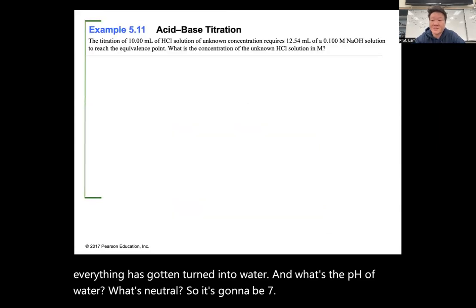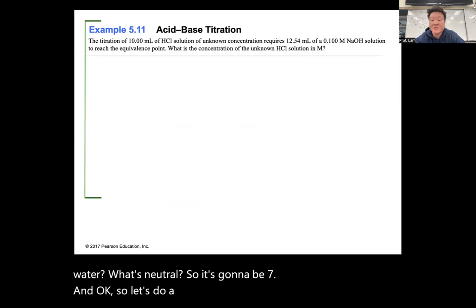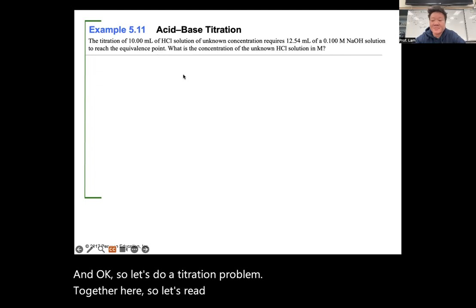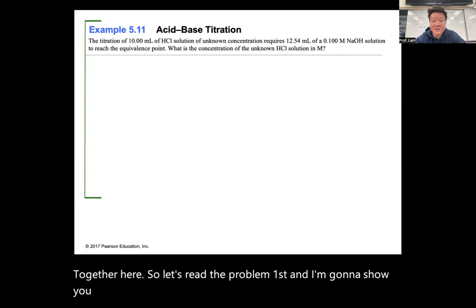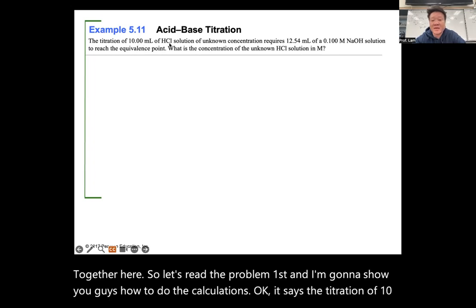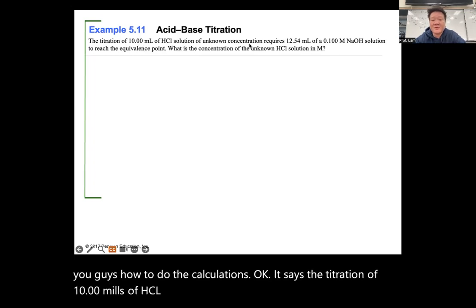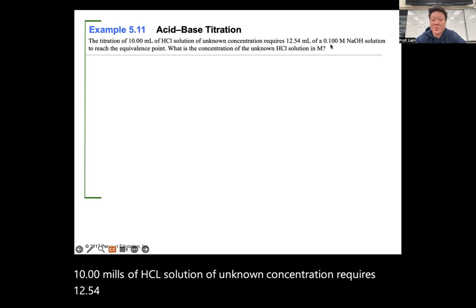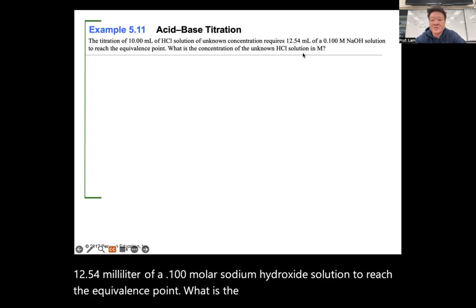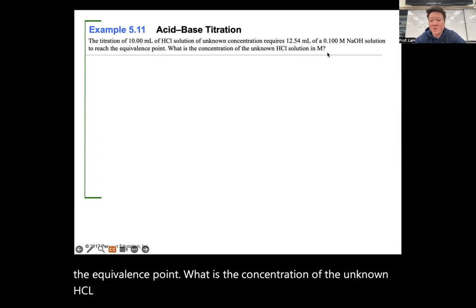Okay, so let's do a titration problem together here. Let's read the problem first, and I'm going to show you guys how to do the calculations. It says the titration of 10.00 mL of HCl solution of unknown concentration requires 12.54 milliliters of a 0.100 molar sodium hydroxide solution to reach the equivalence point. What is the concentration of the unknown HCl solution in molar?